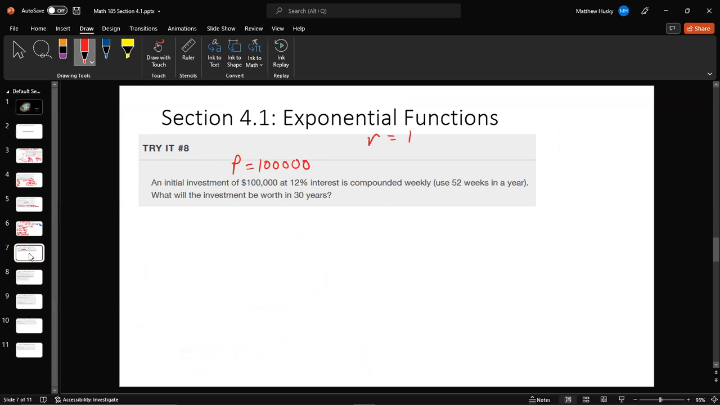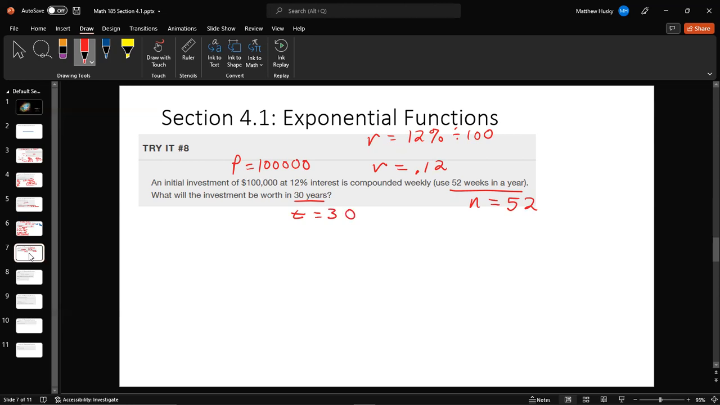R, we're going to do 12% divided by 100, which for those keeping track is going to be 0.12. There are 52 weeks in a year. We're doing it every week. So that means N is equal to the number 52. And then we're doing this for the long haul. We've got 30 years, which is the time that goes by. That's going to be 30.